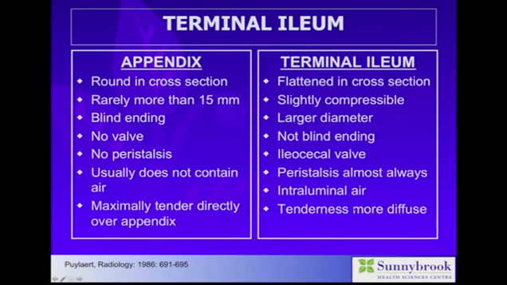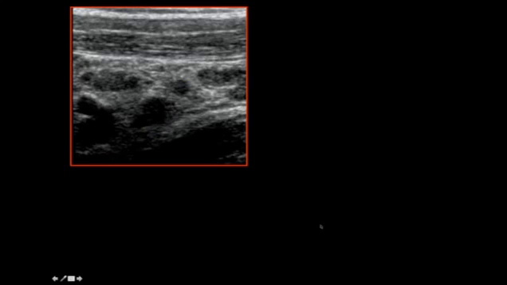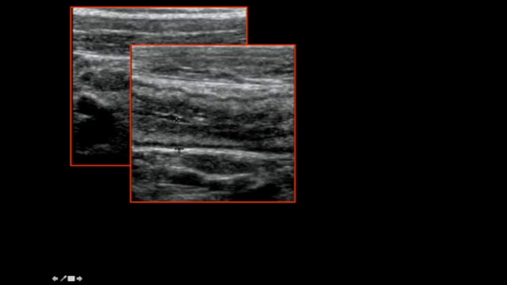And the tenderness of terminal ileitis tends to be more diffuse than appendicitis. This is a patient with Yersinia. The first thing that we recognized was abnormally enlarged nodes, and they were more numerous than we would have expected in the mesenteric fat. Once we identified the terminal ileum, it was easy to appreciate that the wall was thickened. This single wall thickness is more than 4 millimeters, in this case 7 millimeters.